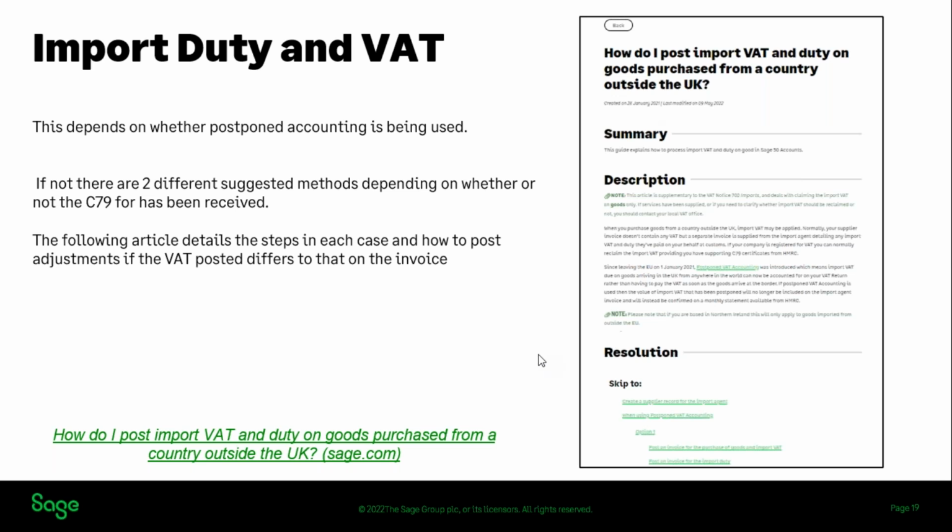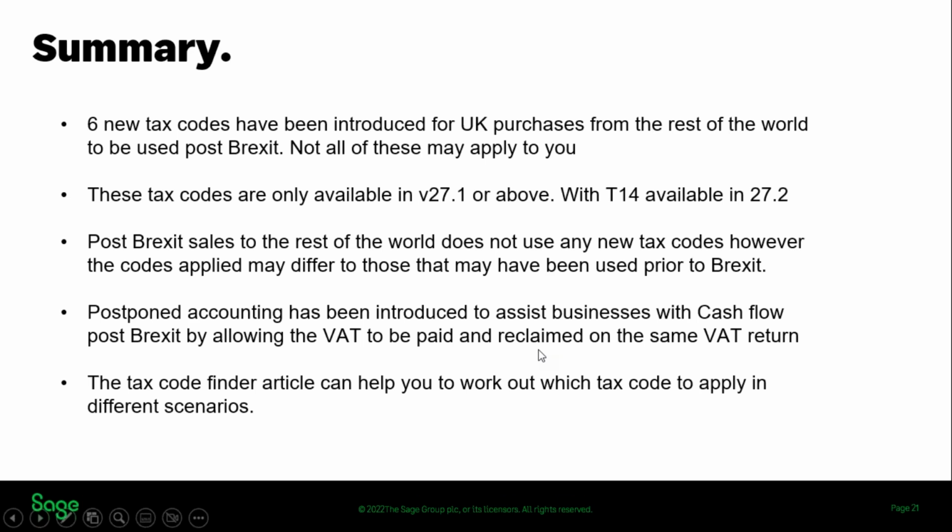Okay, so quickly to summarise. There are 6 new tax codes introduced in the UK post-Brexit, and it might be that only 1 or 2 apply to you, or none at all, depending on how you deal with the rest of the world. They're only available in 27.1, and there is one additional one, the T14, which was introduced in 27.2. Remember, if you're using sales to the rest of the world, you won't need to use the new Brexit tax codes, but you might need to use different tax codes to what you did previously.